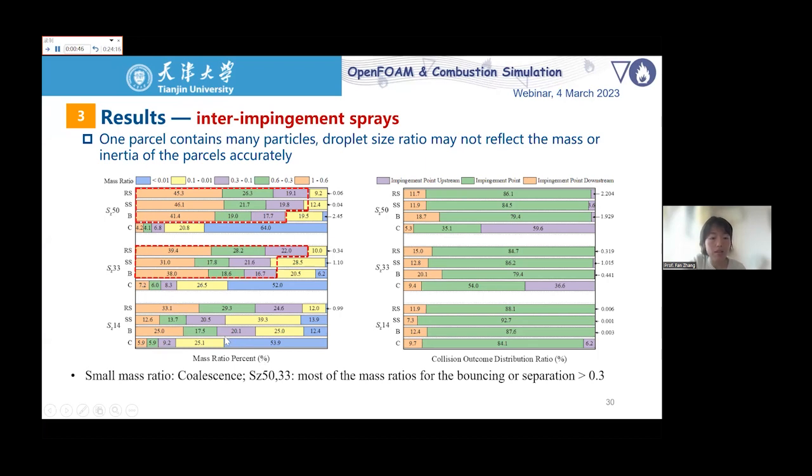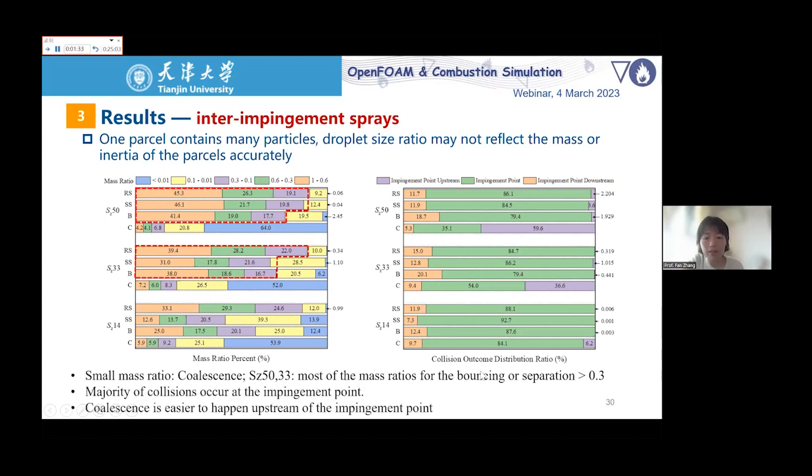We can find that for a very small mass ratio, that means a very large droplet collides with a very small droplet, it is easier for them to collide. You can see the blue region. Well, if you increase the mass ratio for two more comparable droplet sizes, most of the collisions are bouncing and stretching separation, if the mass ratio is larger than 0.3.